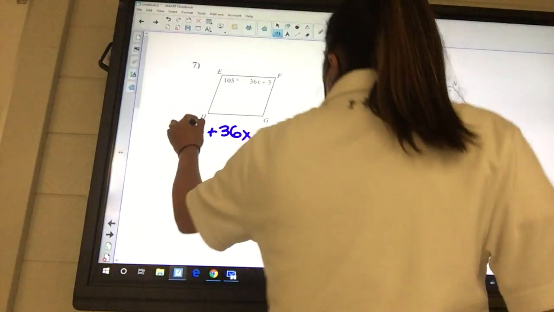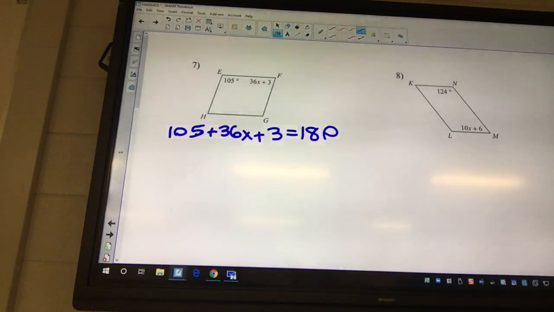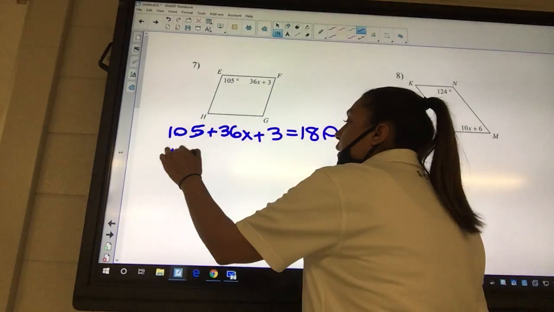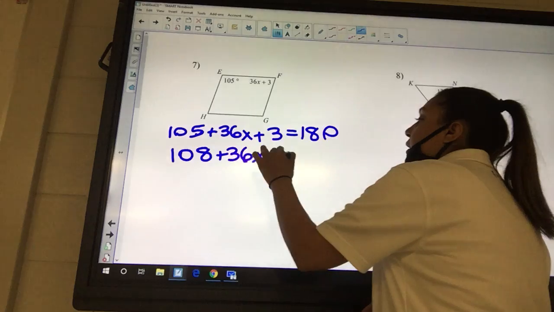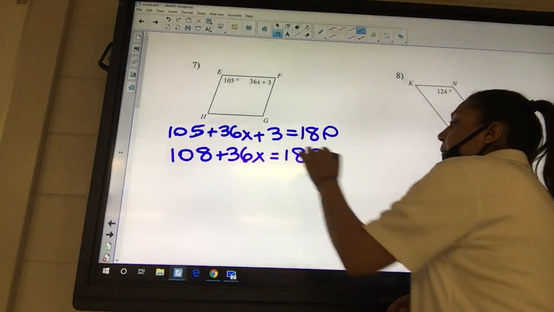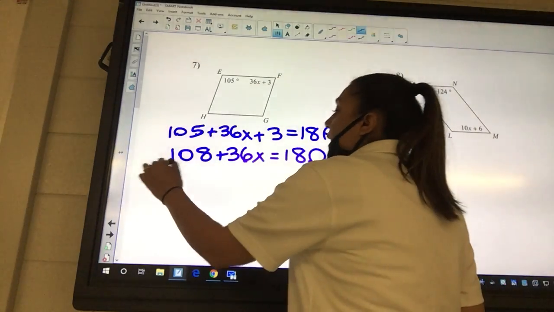Now, what can we put together? I have 105 plus 36x plus 3. The 105 and the 3 give me 108 plus 36x equals 180. What's our next step? Minus 108 from both sides.